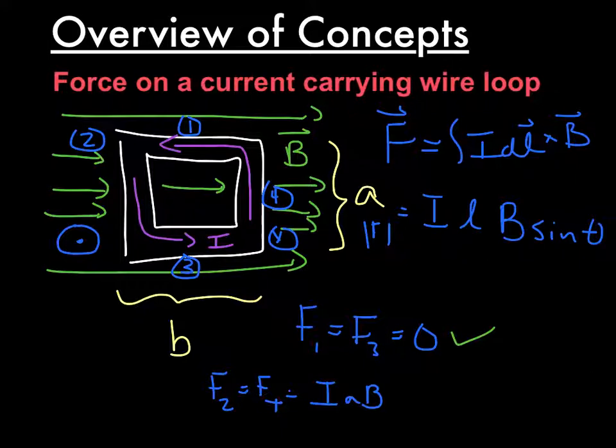Now keep in mind the direction, F2 is coming out, F4 is going in, which means this loop is going to rotate, it's going to spin. That exerts a torque. Remember Physics 1? That was a good time. Well, let's go back.